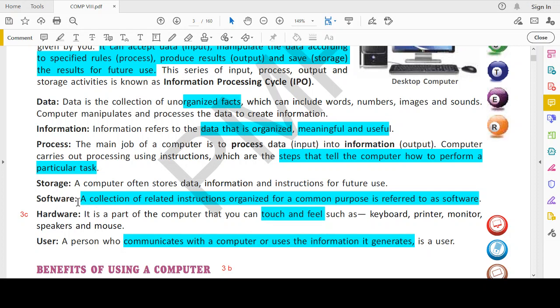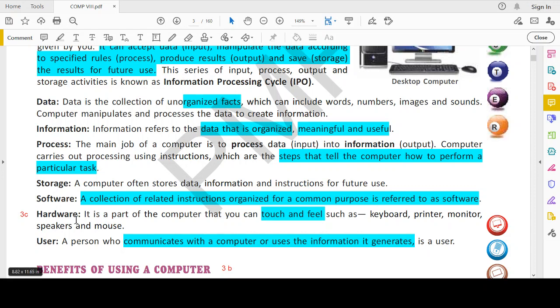Thereby, a software is a collection of related instructions organized for a common purpose and is referred to as a software. So it's a collection of related instructions. Step by step, the instructions are executed by the computer and the output is generated.